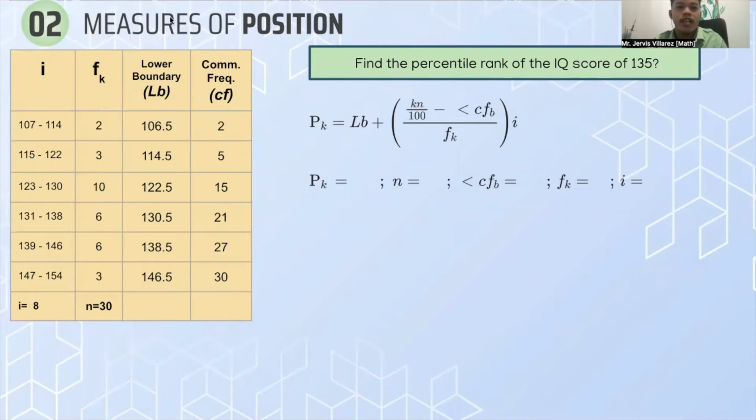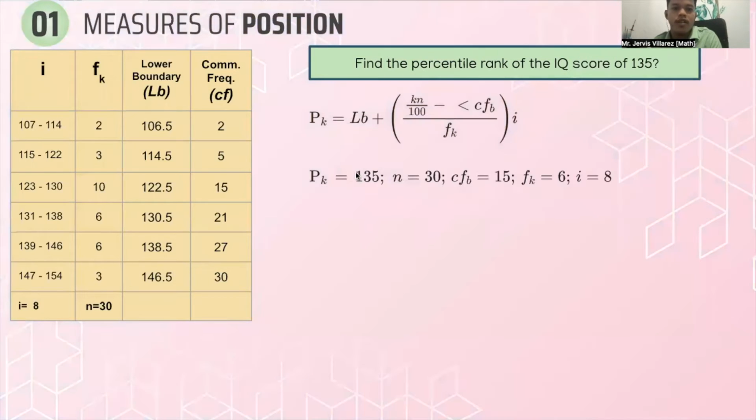The given data here is basically an IQ score. We are looking for the percentile rank of the IQ score of 135. Since this is group data, we can use the formula: Pk is equal to the lower boundary plus k over n, all over 100, which is the position, minus the cumulative frequency before that given class, all over the frequency of the class, times the class size.